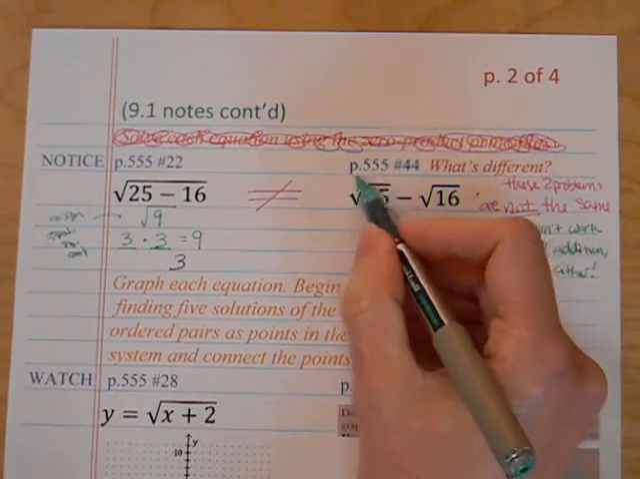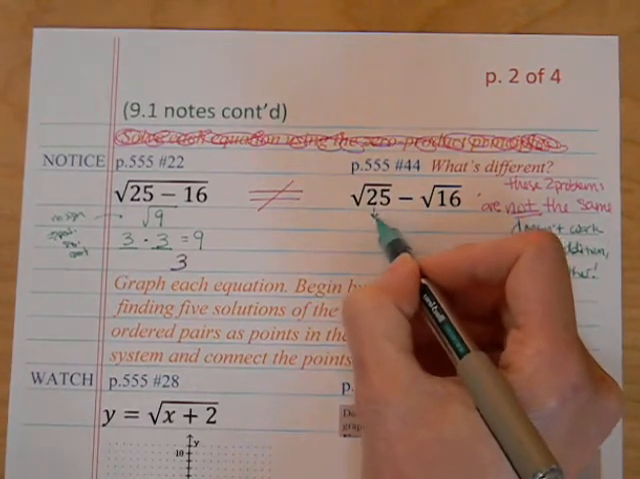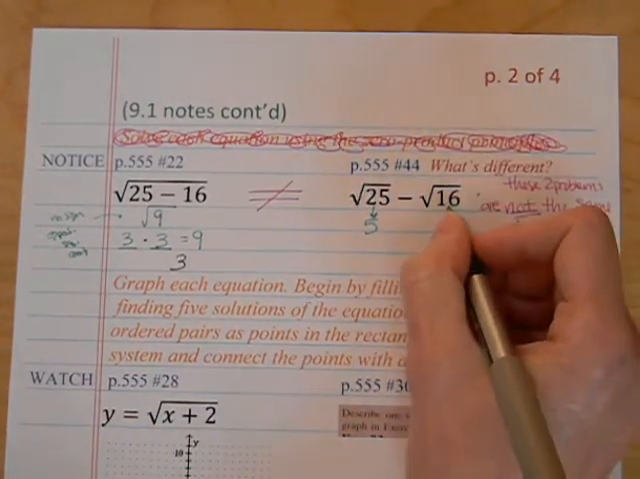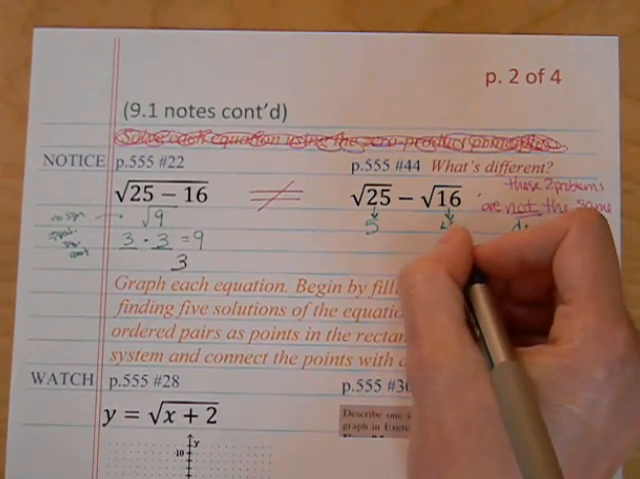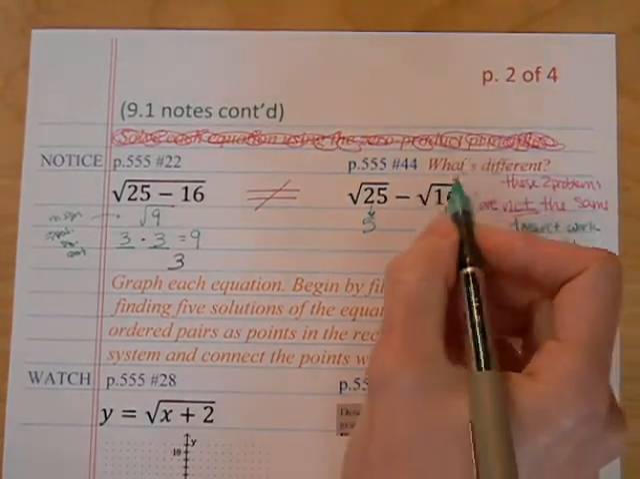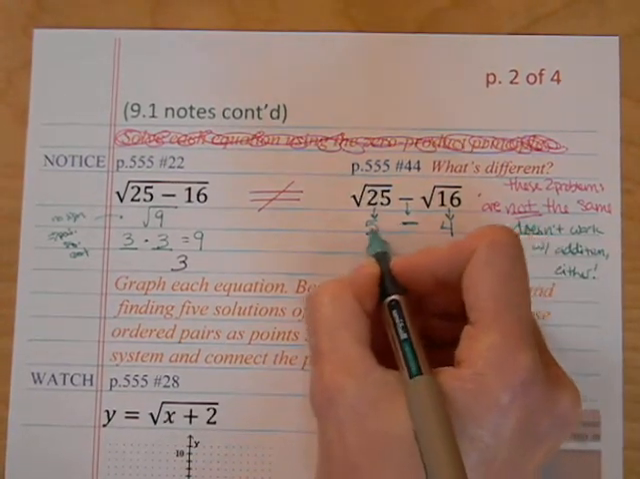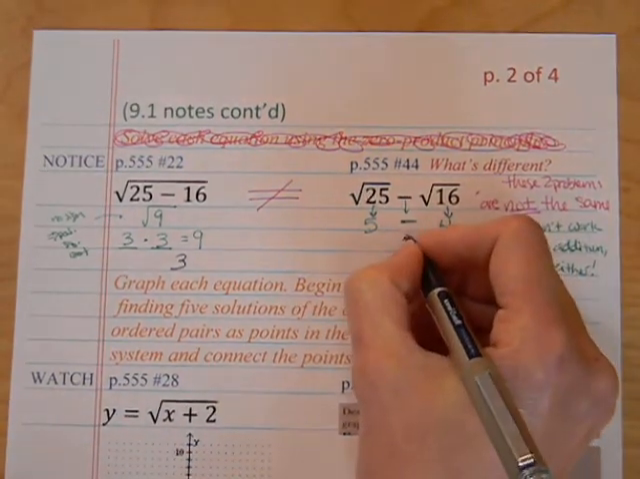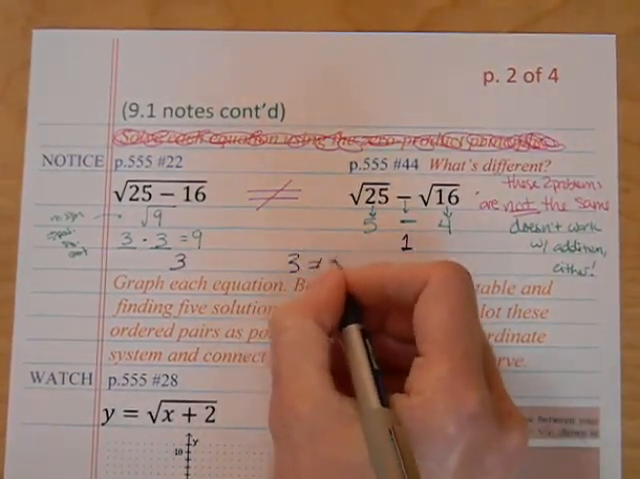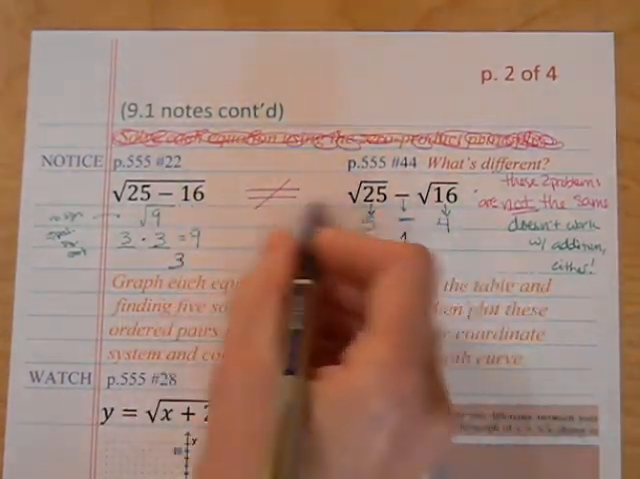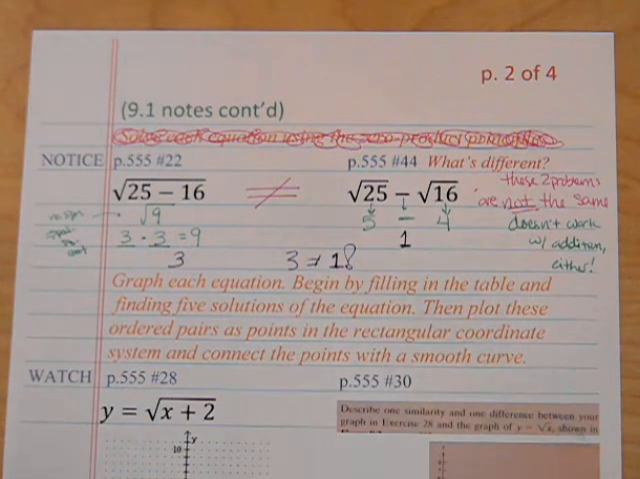Because when you're looking at the square root of 25, that answer is 5, because what times what gives you 25? 5. And when you look at the square root of 16, we've looked at this one several times in this lesson, 4 times 4 is 16. And then you bring down the subtraction. Well, 5 minus 4 gives you an answer of 1. And 3 does not equal 1. So watch out for that. You cannot split radicals using addition or subtraction.